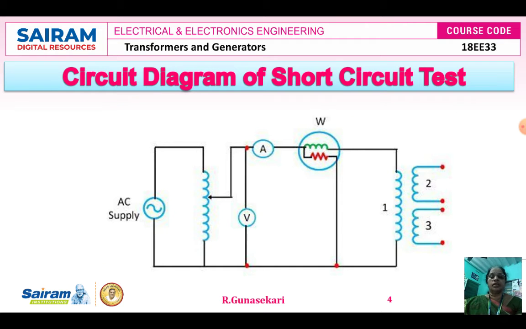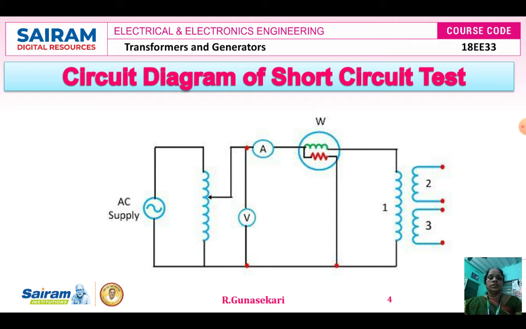This is the circuit diagram of the short circuit test of the three winding transformer. The short circuit test and the open circuit test are both used to determine the equivalent circuit parameters. Now you see the circuit diagrams. Windings 1, 2, 3 are the three winding transformer. The ammeter A, voltmeter V and wattmeter W, all three meters, are connected in the primary winding of the three winding transformer. The secondary winding and the third winding should be short circuited.